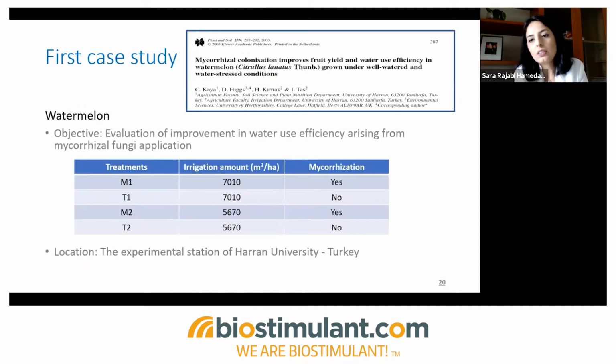In order to analyze the role of mycorrhizal fungi in boosting water use efficiency for watermelon production, one study at Harran University in Turkey defines 4 treatments. These treatments are characterized by use or non-use of mycorrhizal fungi and standard or reduced irrigation. The results of this study have been published, and we extracted data acquisition for carbon footprinting from this study.